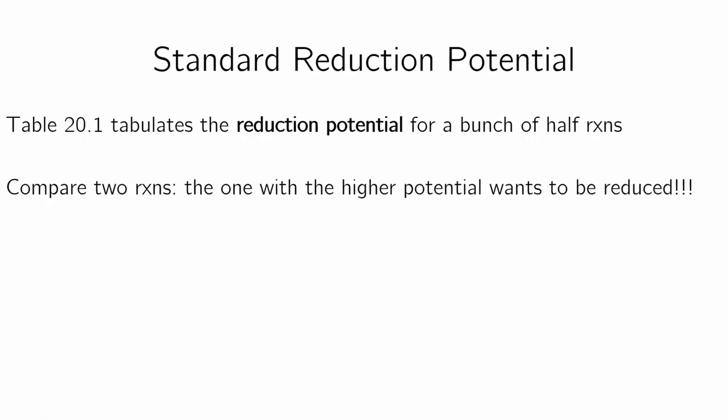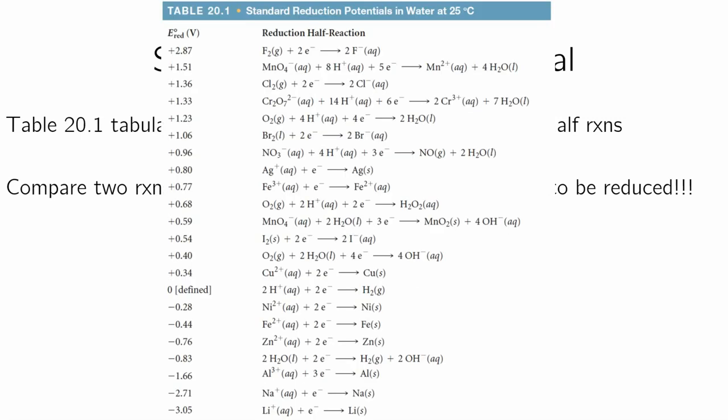The standard reduction potential is given to you in table 20.1. This is why I want to do this first, because now you'll be able to tell me which one is getting reduced and which one is getting oxidized. This table tabulates the reduction potential for a whole bunch of half reactions. So if I have two elements and I want to know which one is getting reduced and which one is getting oxidized, I'm going to look at this table, which is a copy and paste of your table in the textbook. This tells me how likely stuff wants to reduce. The higher the voltage, the more likely it is to get reduced.